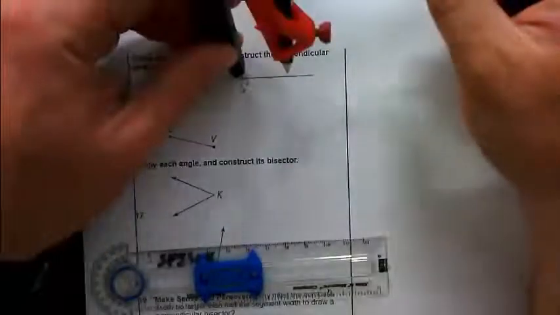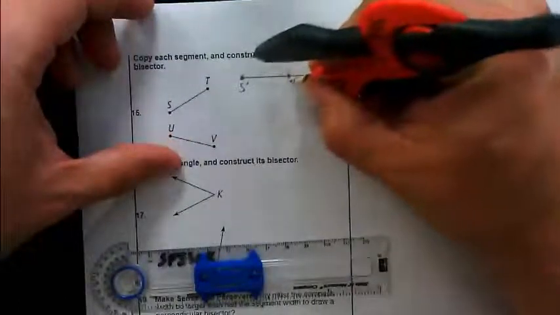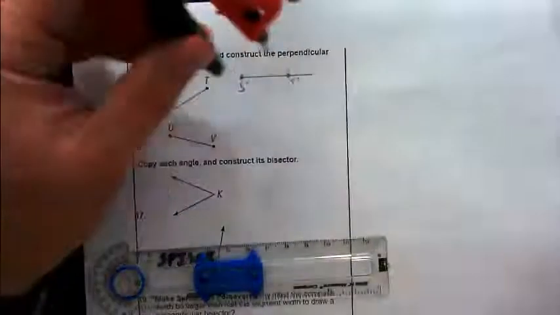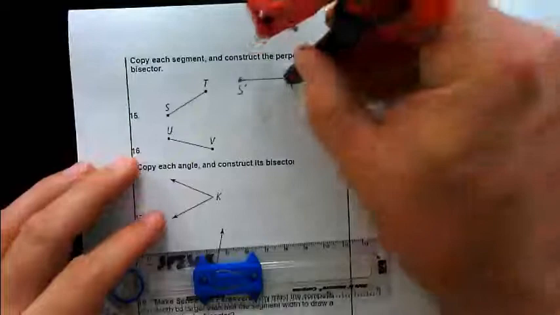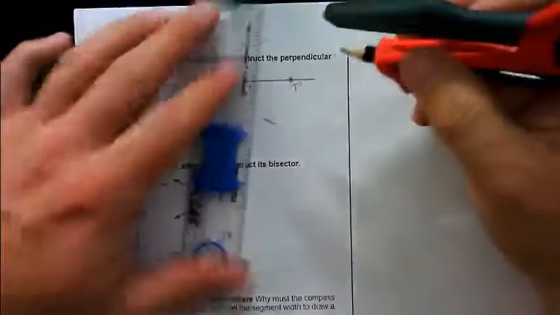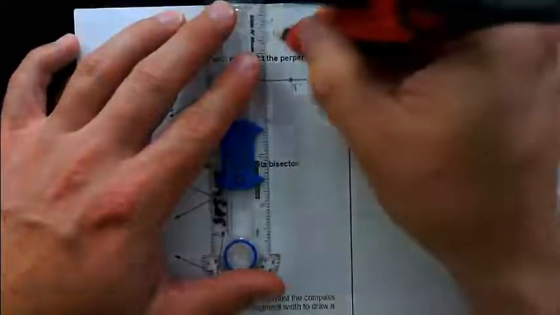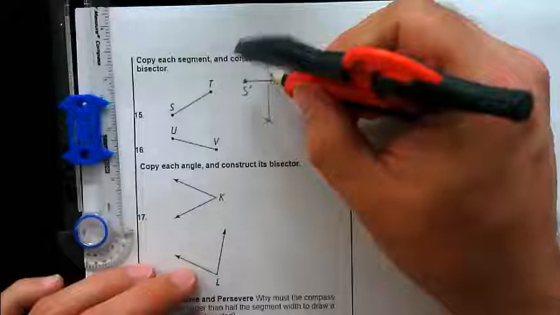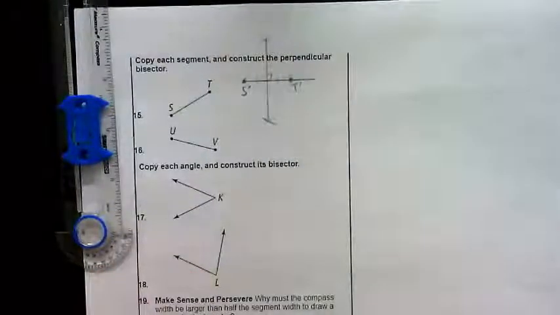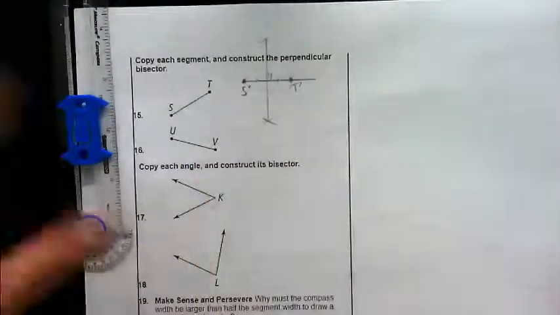So I got that length. Copy it. That'll be my T prime. And then I need to bisect it. So from both those points, I can arc above and below. Wherever they intersect, line them up with a straight edge. And that's that one.